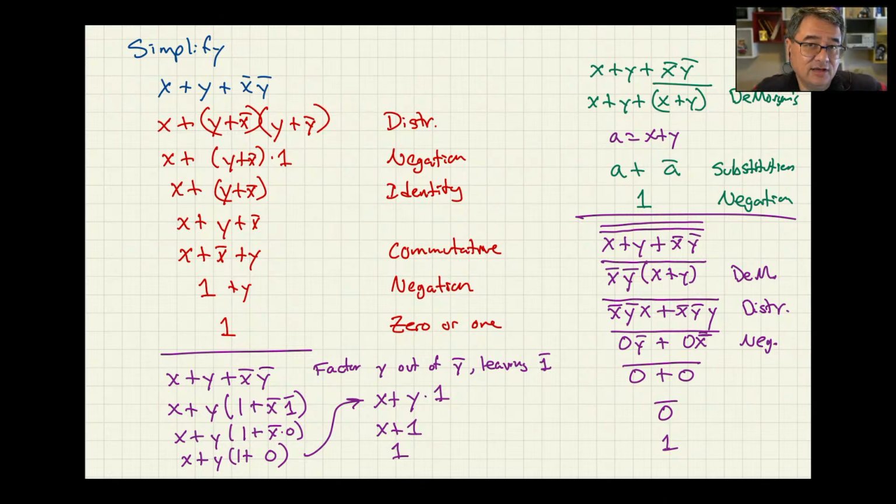This could be a groundbreaking moment in Boolean algebra simplification, that if I can factor a y out of a negative y and leave behind a 0, that might change everything. So that's the general technique for applying the Boolean algebra properties to an expression and simplifying it down.